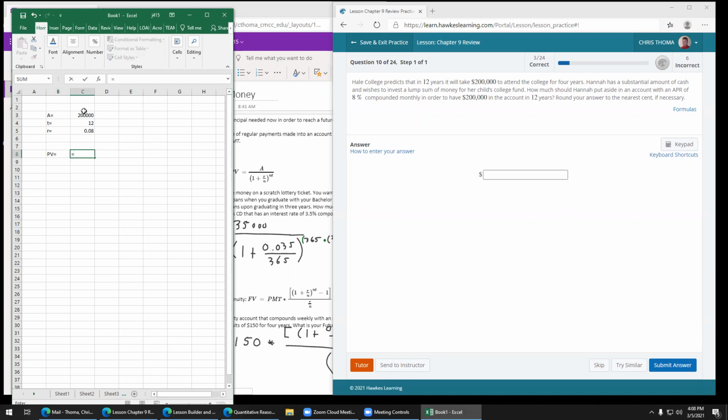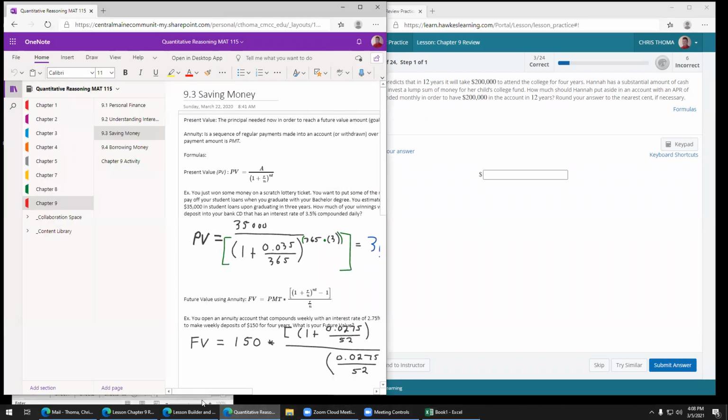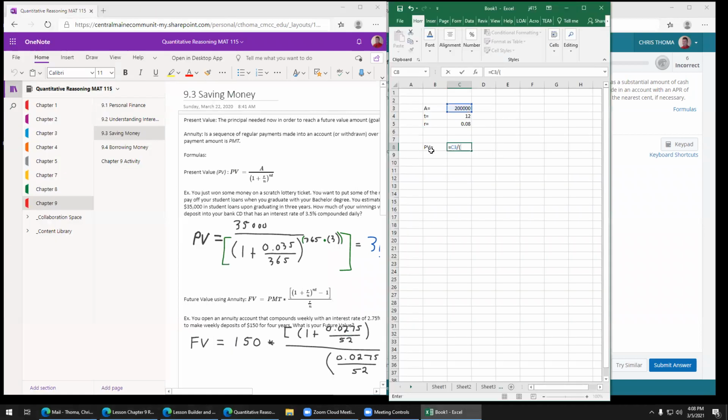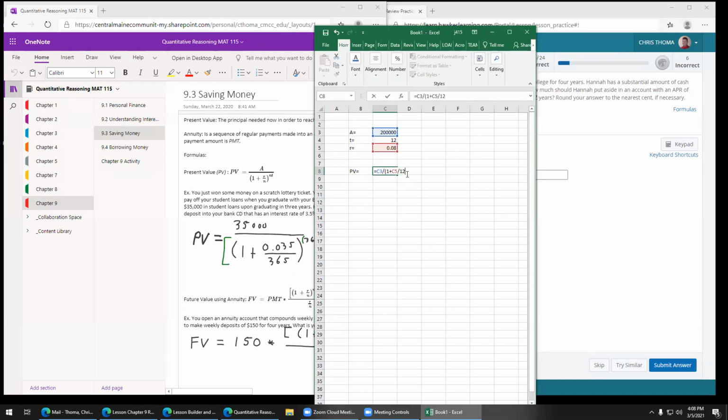This equals where we want to end up divided by, in parentheses, 1 plus rate divided by, and then we will again assume it's compounded monthly, so I'll just put a 12 in there. Raised to parentheses 12 times 12. I forgot to put my compound above, so I just put in 12.